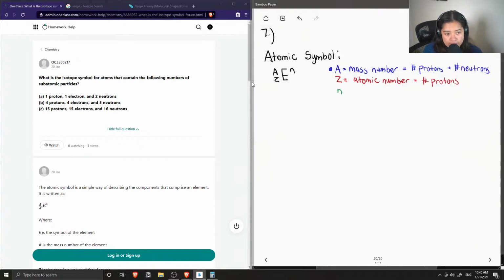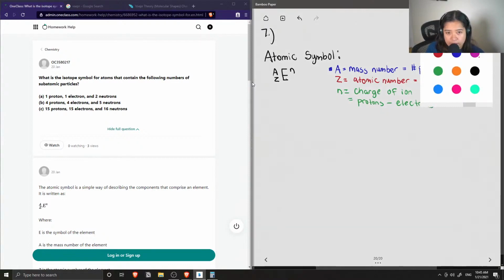N would be the charge of your ion, if you have an ion. So this can be if applicable. And it can be calculated as your number of protons minus your number of electrons. So if you have a neutral atom, then it just has a charge of 0. So you have the same number of protons as electrons.